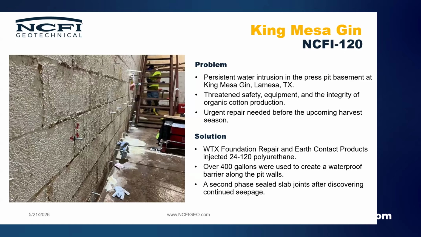This is a cotton gin out in La Mesa, Texas. The basement portion of it had an old CMU wall that water was getting through. We went through and grouted that basically with a curtain grouting approach. So curtain grouting, you're basically injecting to the other side of the wall to seal that off. Depending on what type of soils are on the opposite side of the wall, if it is more of a cohesive soil, basically it's going to get between the soil and the wall and create a layer that will seal off the water.